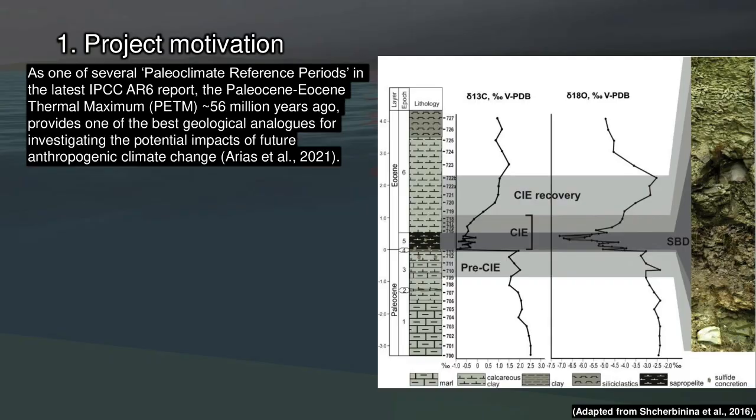So, what's the project motivation? As one of several paleoclimate reference periods cited in the latest IPCC AR6 report, the Paleocene-Eocene Thermal Maximum, or the PETM as I'll call it from now on, 56 million years ago, provides one of the best geological analogues for investigating the potential impacts of future anthropogenic climate change.